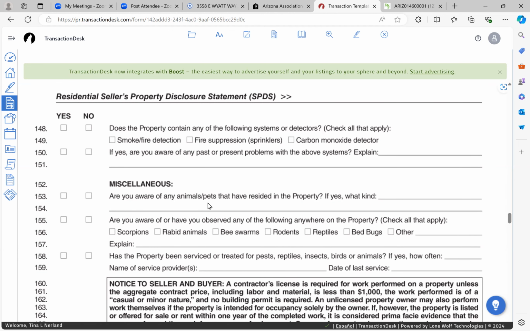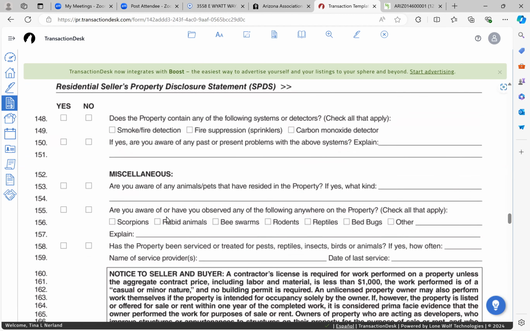It talks about pests. Oh, this is a good one. Are you aware or have you observed any of the following anywhere on the property? It's very important that if a property has had a scorpion that you disclose it, and then how many, how often, that kind of stuff. It's really important in Arizona.